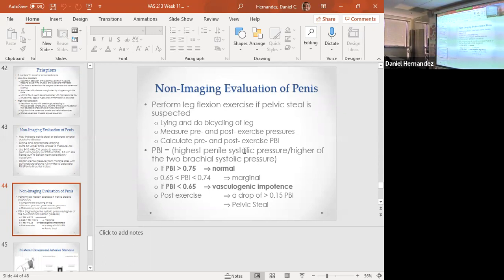Similar to our ankle brachial index, we use the highest penile systolic pressure divided by the higher of the two brachial pressures. A normal PBI is going to be 0.75, same as with an ankle brachial pressure. As those pressures go down, they're more indicative of disease. A lower PBI between 0.65 and 0.74 would be marginal or borderline. Less than 0.65 would indicate vasculogenic impotence.